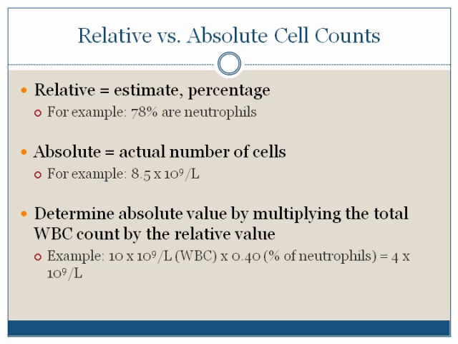To determine the absolute number, we take the white count times the relative number put back in its decimal format to get that absolute number. So if you had a white count of 10, as you see here, and you had 40% neutrophils, all you would have to do is go 10 times 0.4. So remember, just put that percentage back into decimal form, and that will give you your absolute number.